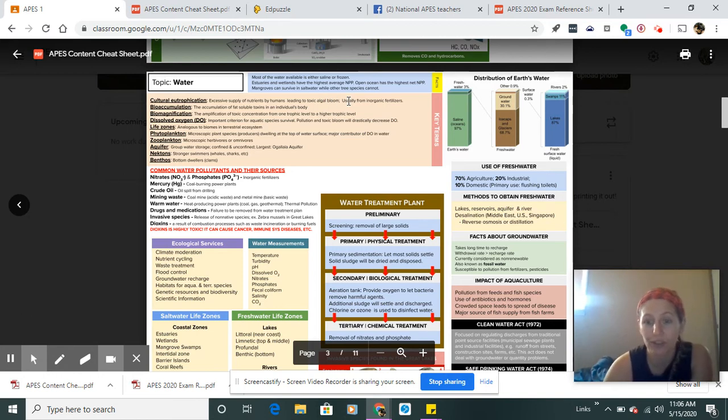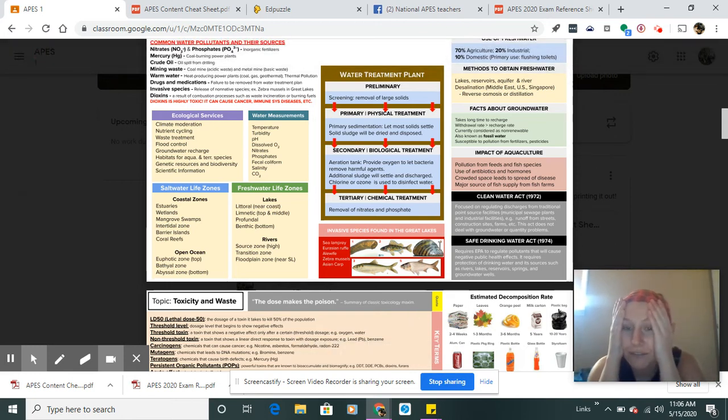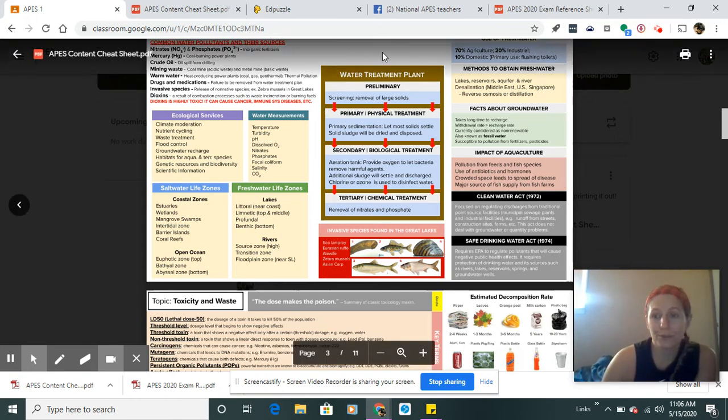Perfect, perfect, perfect. Okay. They even put the different acts at the bottom that have to do with water: the Clean Water Act, the Safe Drinking Water Act. They talk about it. I love these things. I'm so excited about these. I hope you guys use them because they're awesome. So these are super, super helpful.